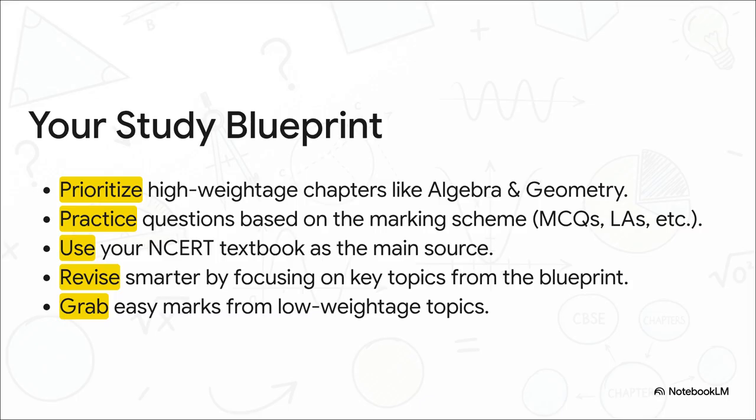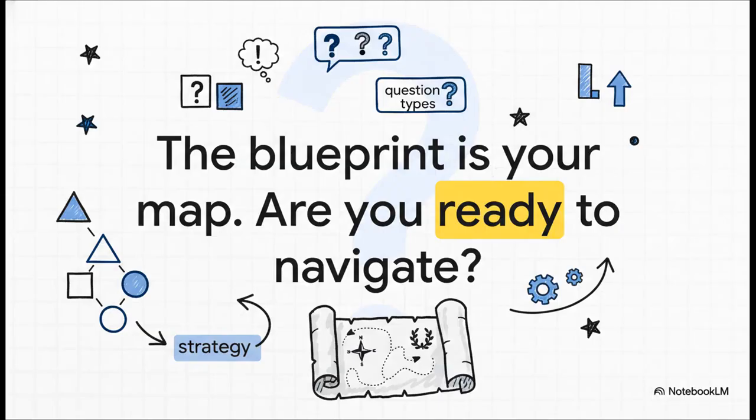3, your official NCERT textbook is your Bible. Almost everything is going to come from there. 4, use everything we've talked about here to revise smarter, not just harder. And finally, number 5, don't ignore the smaller chapters. They often have the easiest marks on the entire paper. We've laid it all out for you. The structure, the strategy, the types of questions, the whole shebang. So look, this exam, it isn't some big, scary unknown anymore. This blueprint is your map. And the only question left is, are you ready to start navigating? You've got this.